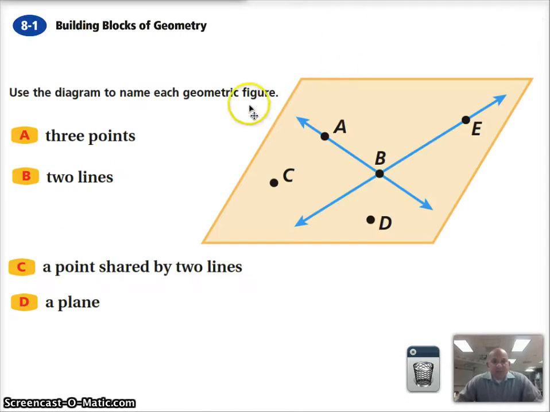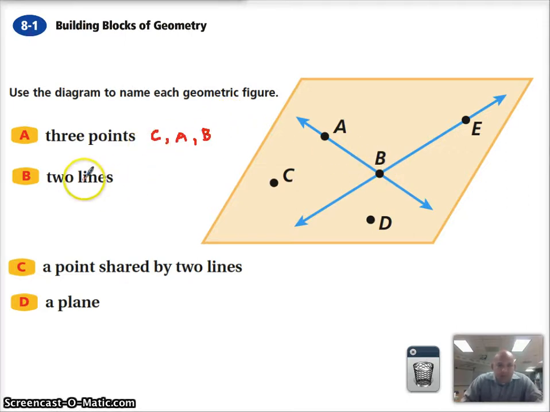It says use a diagram to name each geometric figure. 3 points. The way we name points is simply by the letter. So there's 1, 2, 3, 4, 5 here. I'm just going to name 3. And I'm going to name point C. I'm going to name point A. And I'm going to name point B, which just happens to be the intersection.